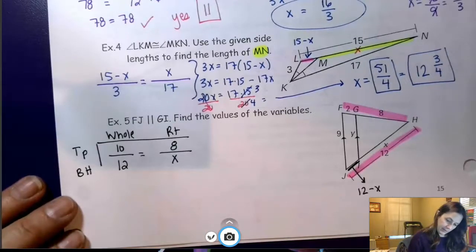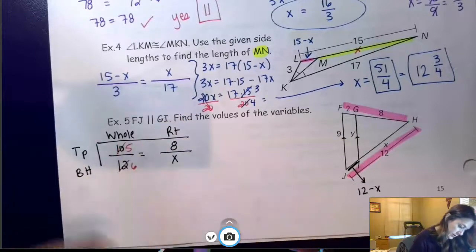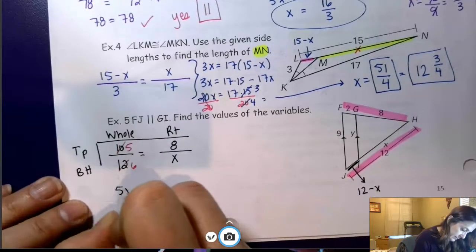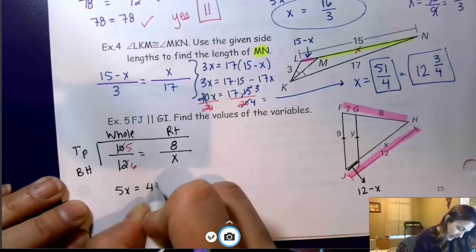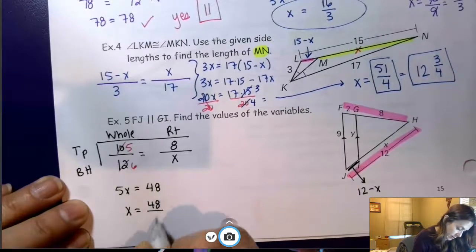I can work it from there. I'm going to simplify the 10 and the 12. Divide by 2, I get 5 over 6. Cross multiply, I get 5x equals 48. x here equals 48 over 5.